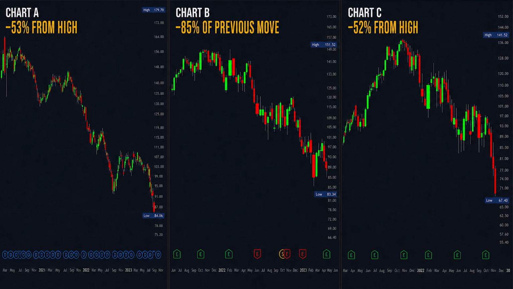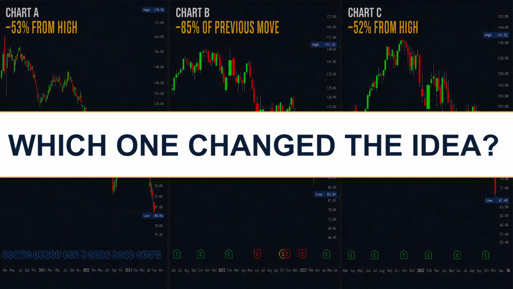In one case, price recovered and continued higher. In another, the decline was only one part of a much larger upward move. And in the third, price crossed a level that made our original idea no longer valid. Can you tell which is which?